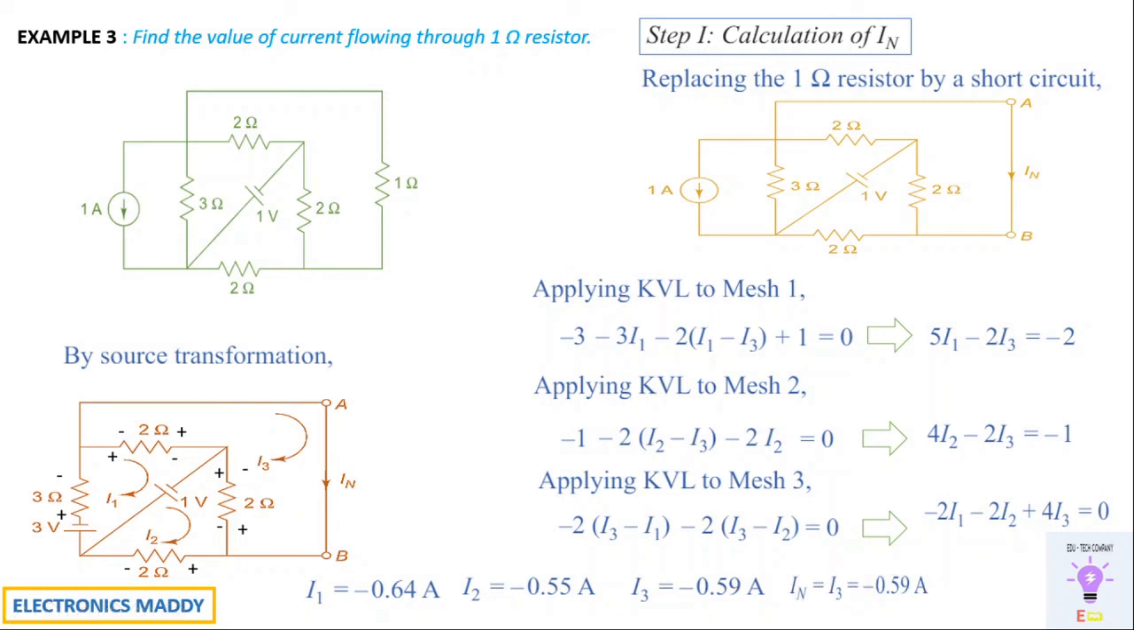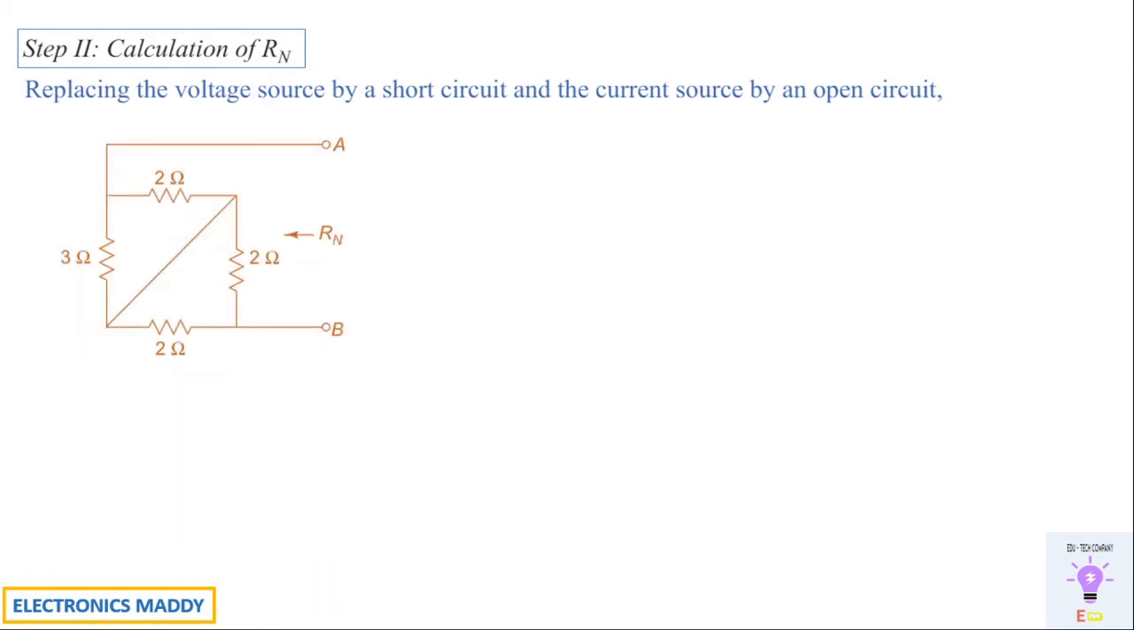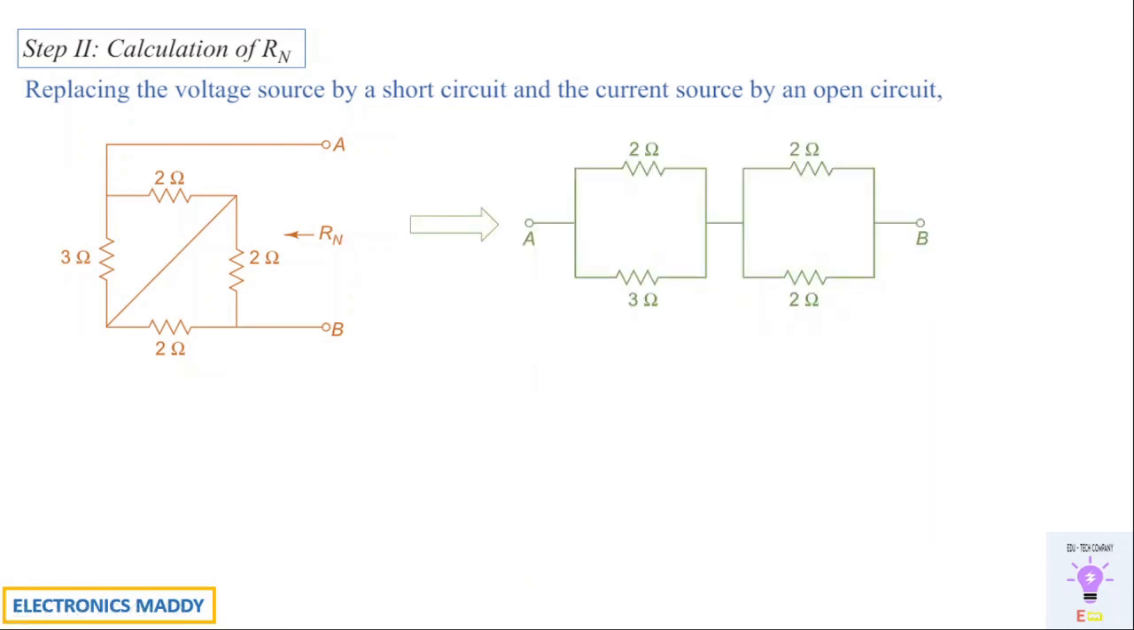So once you are clear with this particular concept, once you have found the value of IN, our next step is to calculate the value of RN. That can be done by replacing the voltage source by a short circuit and the current source by an open circuit. So looking at this from this particular branch terminals, the resistance elements, the current and voltage sources are represented by their internal resistance. So we can simplify this in this manner, because looking at this, 2 ohms and 3 ohms are connected in parallel, because they are connected between the same 2 points, that is at this point and this point. Similarly, 2 ohm and 2 ohm are connected in parallel, because they are connected between the same 2 points, that is here. So we'll be writing it in this form of representation.